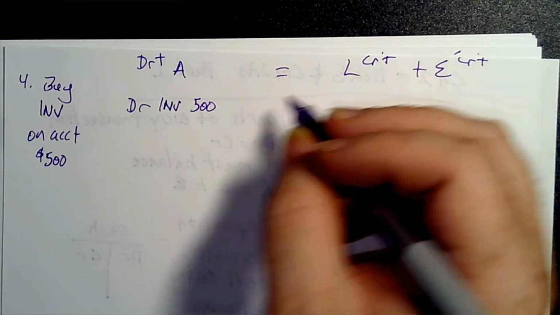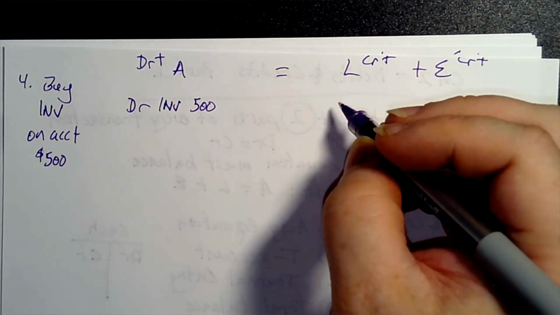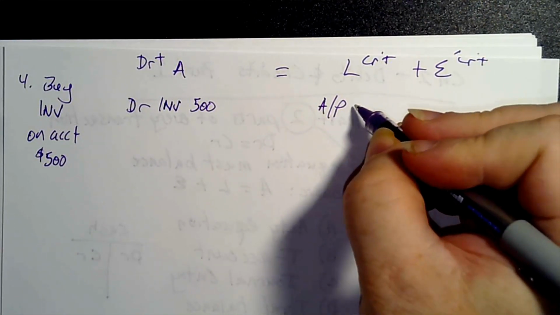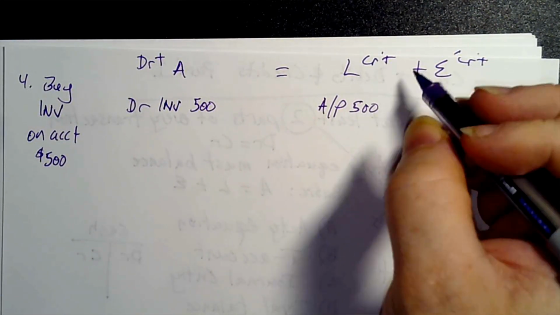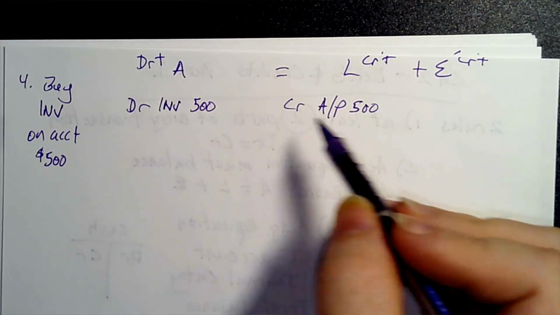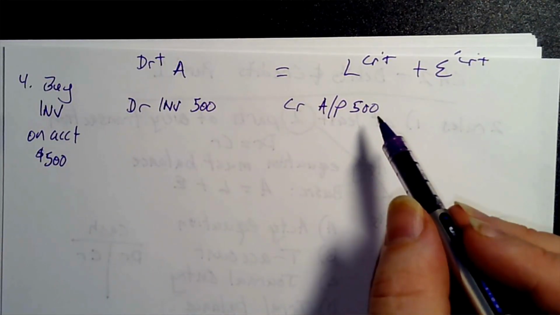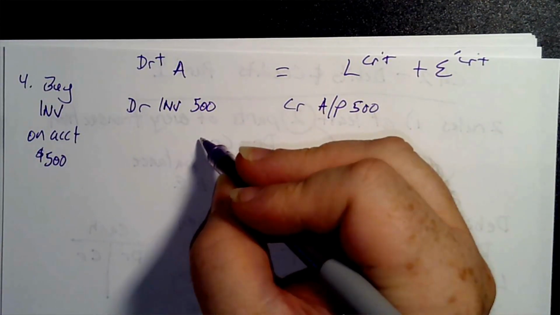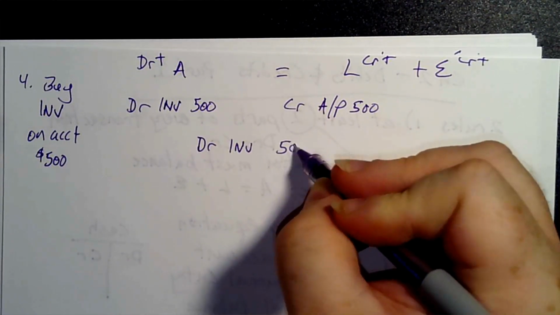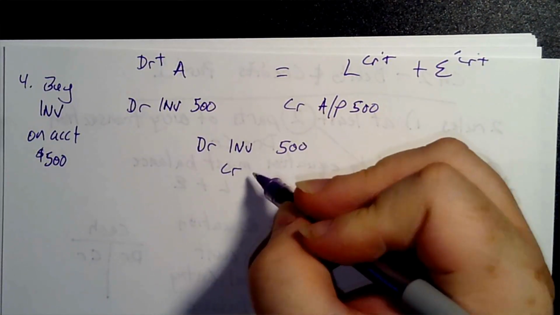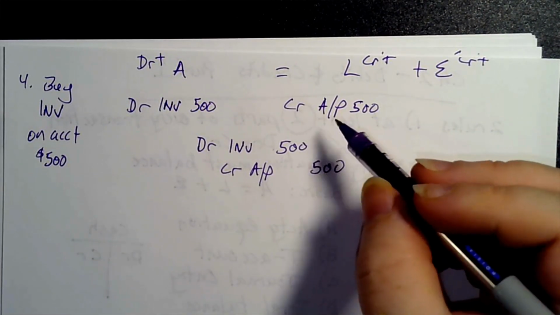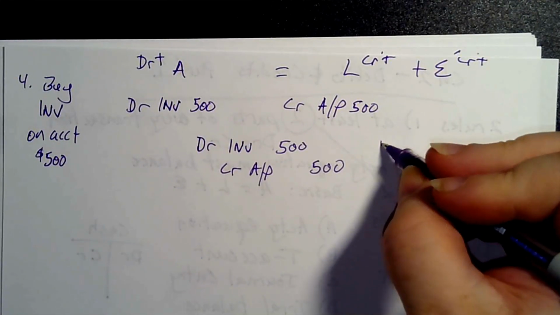So we debit inventory for 500 and then we promise to pay them later. Well, that is what we call an accounts payable, 500. And remember, we increase a liability through a credit. So do my debits equal my credits? Does my accounting equation balance? It does. If I were to write the journal entry, it would be debit inventory 500, credit accounts payable for 500.